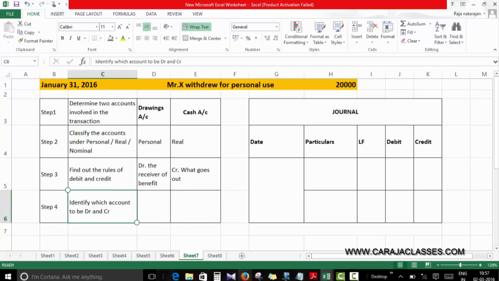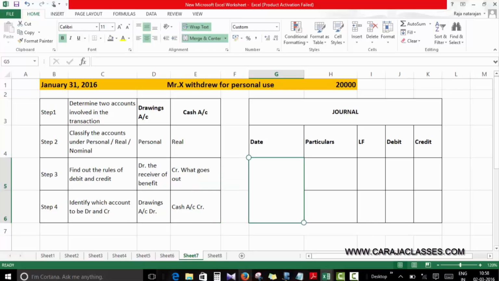Step 4, identify which account has to be debited and which should be credited. Debit should go to the receiver of benefit, and in this case it is represented through drawings account. So drawings account should be debited and the credit should go to the account where the money is going out. So credit what goes out, so cash account should be credited. So the entry is cash account credit.